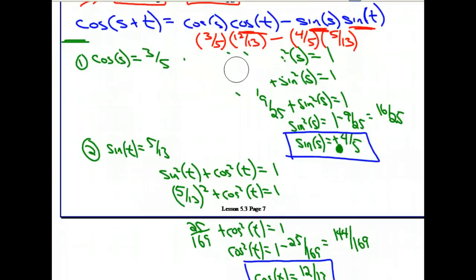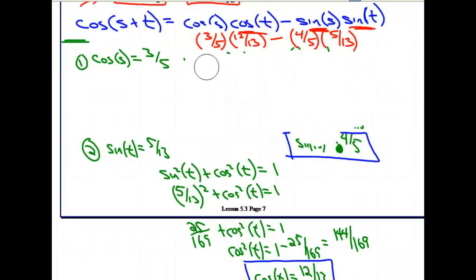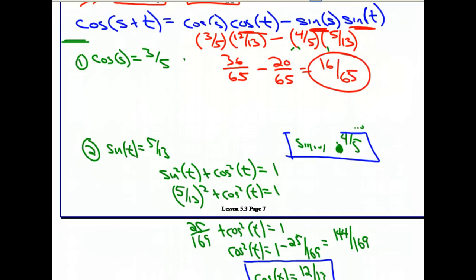So get this out of our way just so we have a little bit of room here to show our work. And now how do you multiply fractions? You multiply the tops. So I get 3 times 12 is 36. The bottom is 65. Minus 4 times 5 is 20. The bottom is 65. So I can subtract that, and I get 16/65. And so the cosine of s plus t, what does it equal? 16/65.